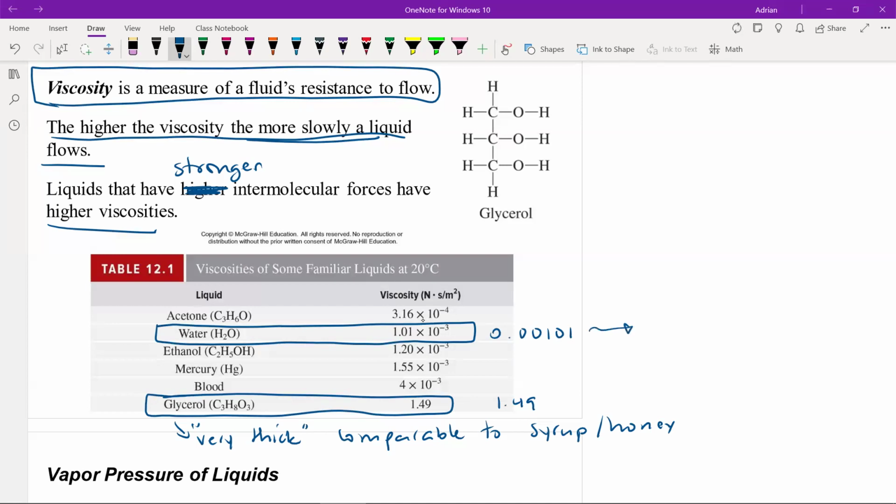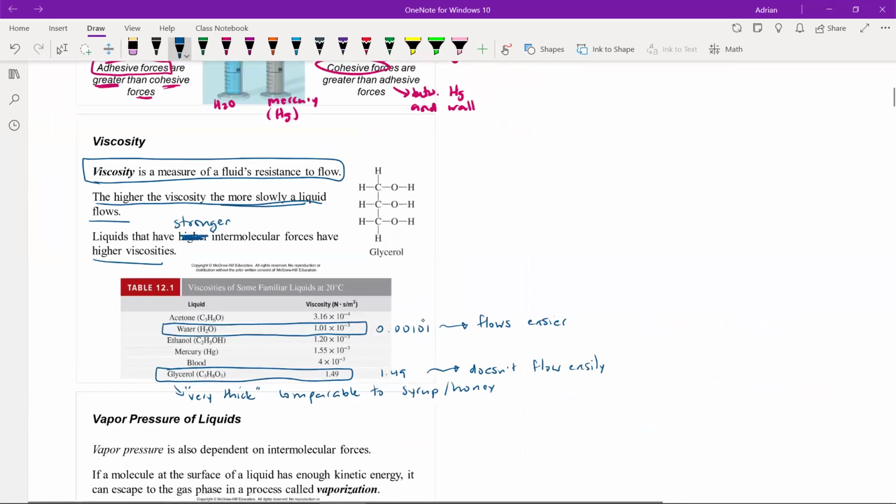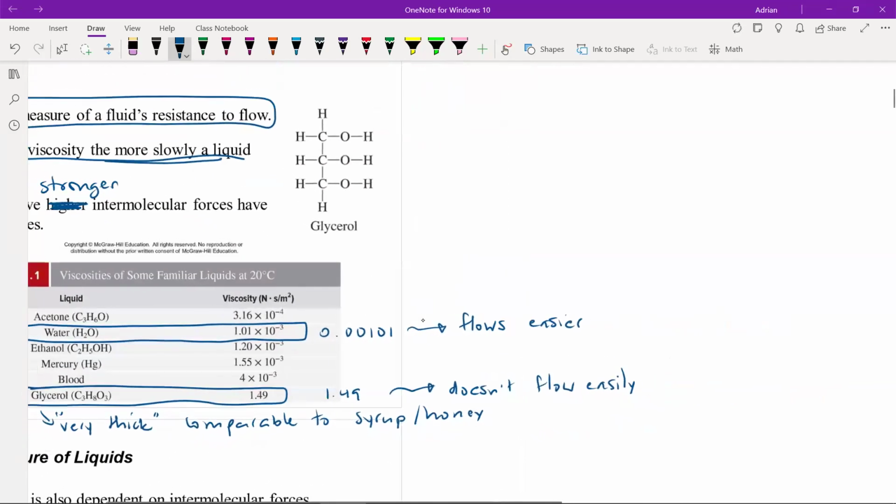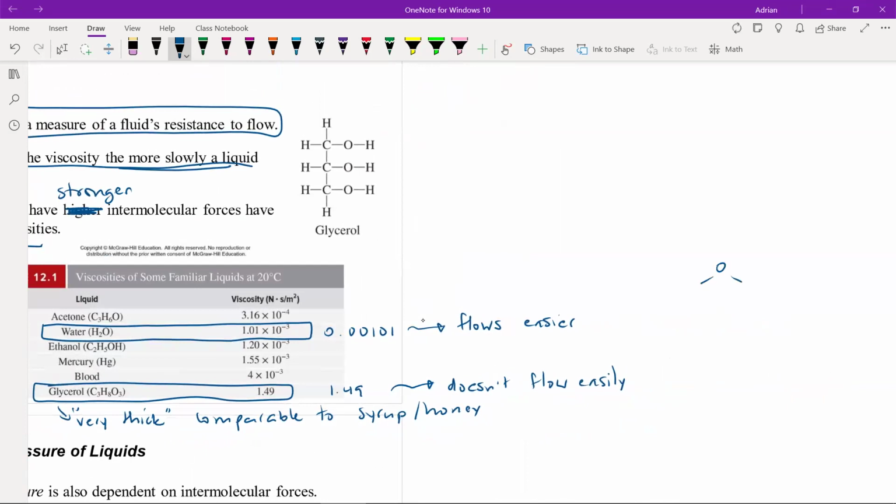So we can say then water flows easier than something like glycerol, which doesn't flow very well. It doesn't flow easily. It's thicker. And again, that has to do with the intermolecular forces of attraction between each of these types of molecules. Water, for example, does have hydrogen bonding. So H bonding is present.